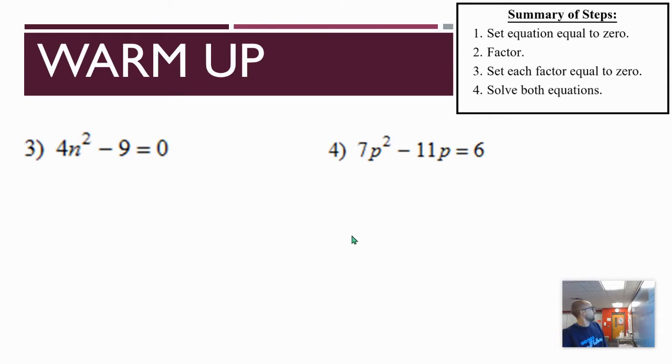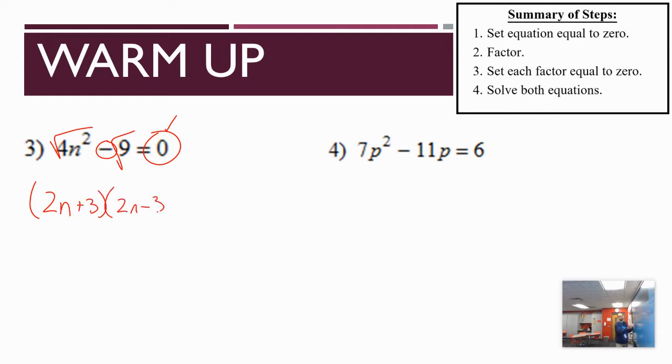For number 3, again, let's go back to the beginning. Set the equation equal to 0. This is what we're looking for, equals 0, already done. Factor. All right, here's what I'm looking for, GCF. If I look between 4 and 9, there is nothing. So next thing I notice, it's two terms. It's a binomial. It's a difference. And these are both perfect squares, right? So this would be a difference of squares: 2n plus 3, 2n minus 3.